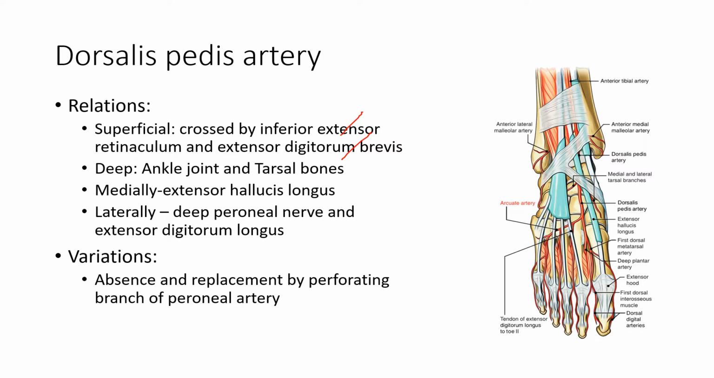So, what are the structures medial to it? You can see the tendon of extensor hallucis longus, and lateral to it will be the deep peroneal nerve and the first digitation of the extensor digitorum longus, or the first tendon of the extensor digitorum longus. These are the relations for it, and variations are possible with the dorsalis pedis artery. It can be absent or it can be replaced by a perforating branch of the peroneal artery. So now you know about the origin, the course, relations and variations of the dorsalis pedis artery.